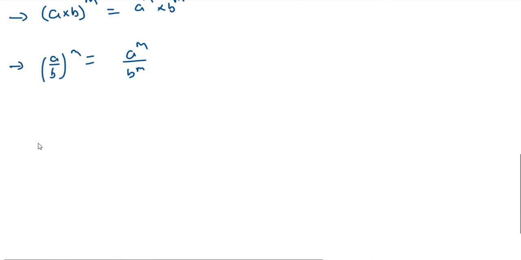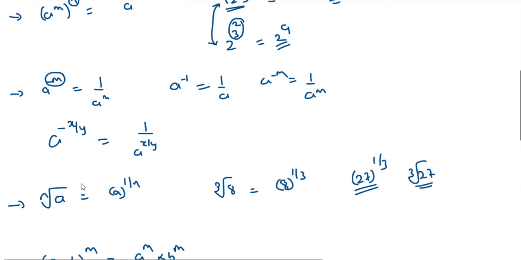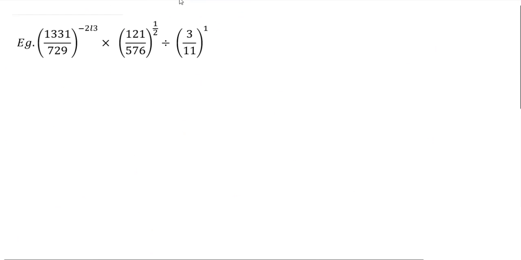Let us now see the two important values that you need to remember while solving problems based on indices. Number one is any number raised to the power 0 will always be equal to 1. And the second rule, 1 raised to any number will always be equal to 1. Let us now solve a few problems and see how to apply these rules. Let us take this problem. We'll have to simplify this. So the numbers given here are quite huge.